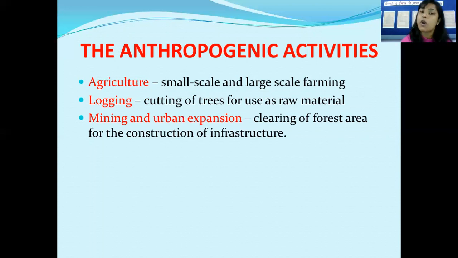Now, agriculture is small scale also and large scale also. We are well aware that when we are carrying out agricultural activities, we need huge, plain lands for cropping and all. So for that, we need to cut the forest down. Now, the second point you can see is logging, cutting of trees for use as a raw material, when we are making furniture and all. For furniture, we obviously need logs of wood, and for that we need to cut the forest down, right? And the third point you can see is mining and urban expansion.